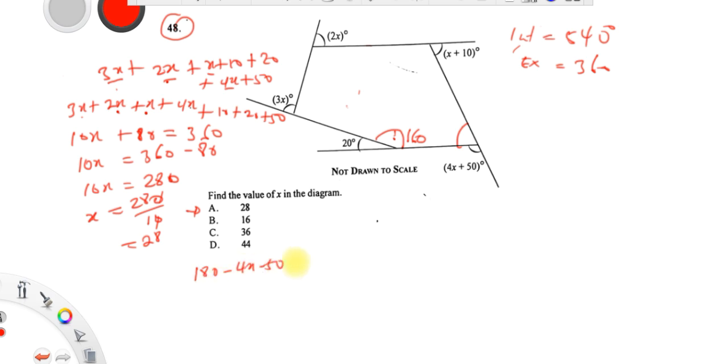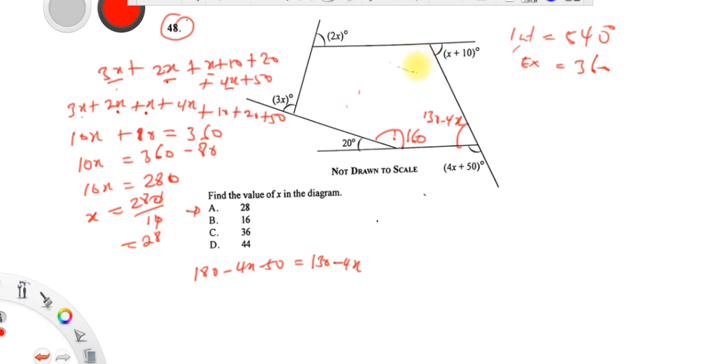So this one will give you 130 minus 4s, because 180 minus 50 gives you 130. So this one is 130 minus 4s.